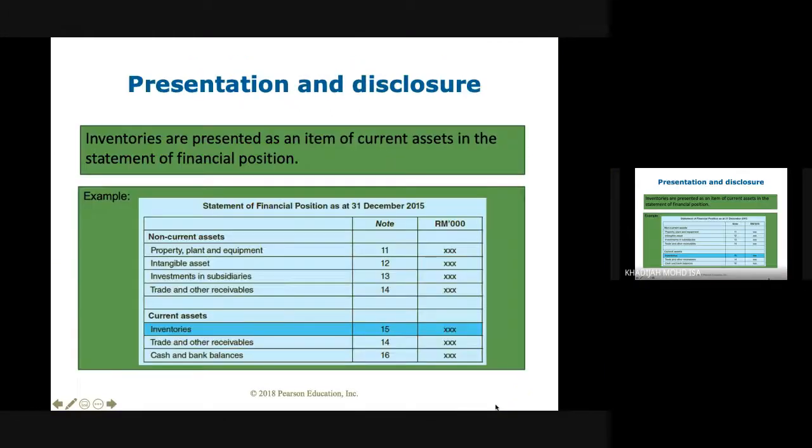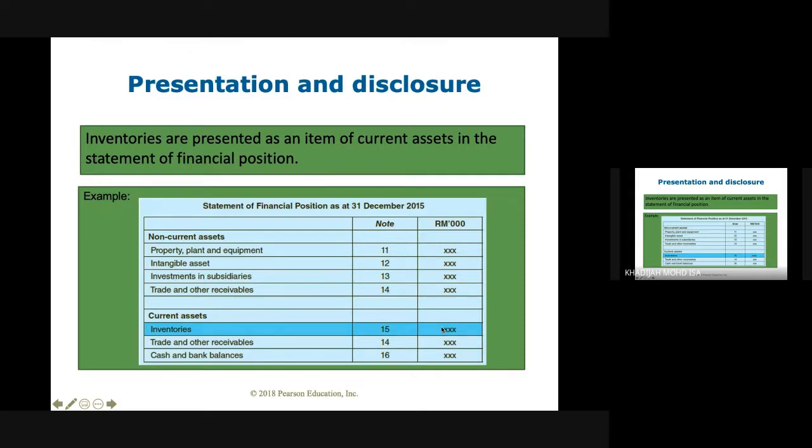These are examples of presentation and disclosure. Inventories are presented as an item of current asset in the statement of financial position. Non-current assets could be your property and plant, intangible assets, investment in your subsidiaries, trade and other receivables. In the accounts, normally you have notes to the accounts that provide additional information with regard to the assets that you have. Then you have current assets. We have inventories here, note number 15, and the value of the inventories.